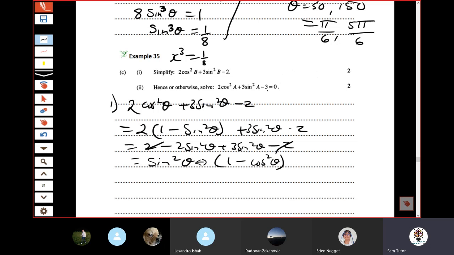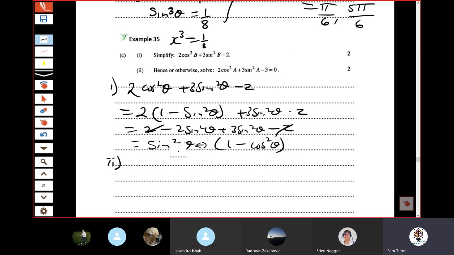Hence or otherwise solve this. Okay. 2 marks as well. Let's see how it's the same. Well, that's 2 cos squared. That's 3 sine squared. This says minus 2. This says minus 3. Okay. This is going to be interesting to see if you guys can understand what I'm about to say. All right. This is not this. It's close, but it's not exactly the same.